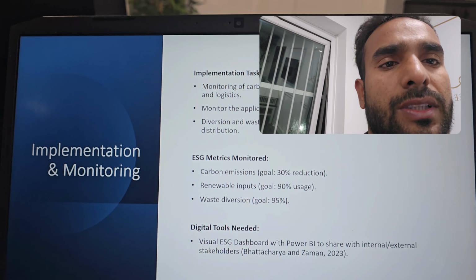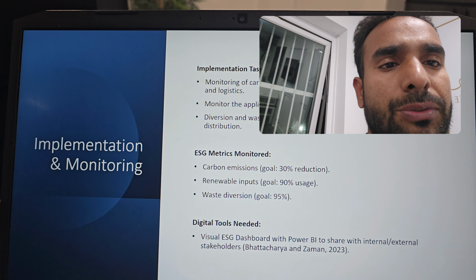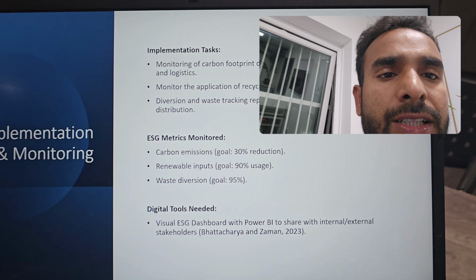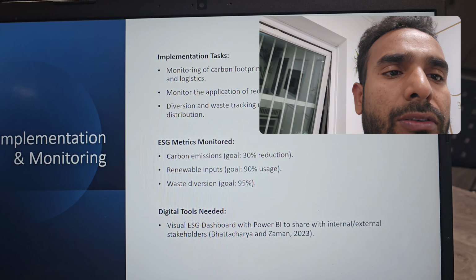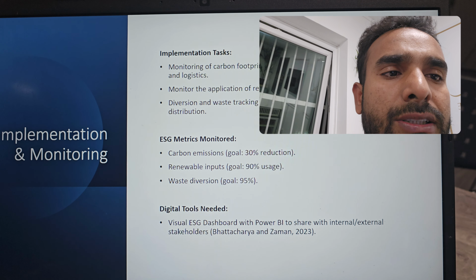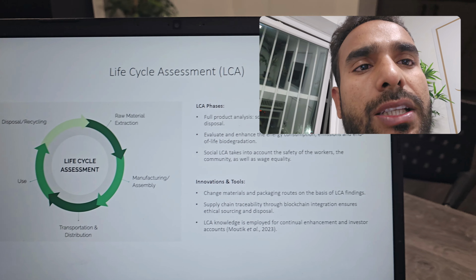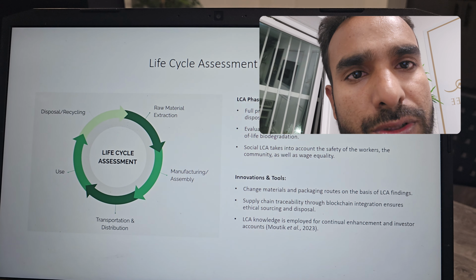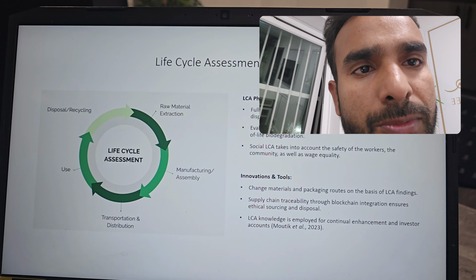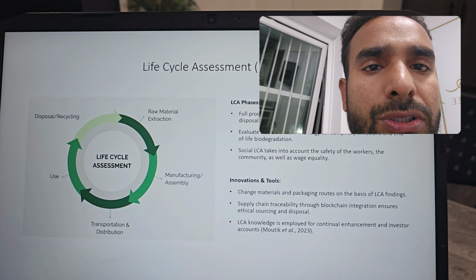And then after, ESG material methods, that is carbon emissions, renewable input, waste diversion. And then after digital tools, a visual ESG dashboard with Power BI to share with internal and external stakeholders. Then after, there is a life cycle assessment. There is disposal, life cycle, raw material extraction, manufacturing, transportation, distribution, use.